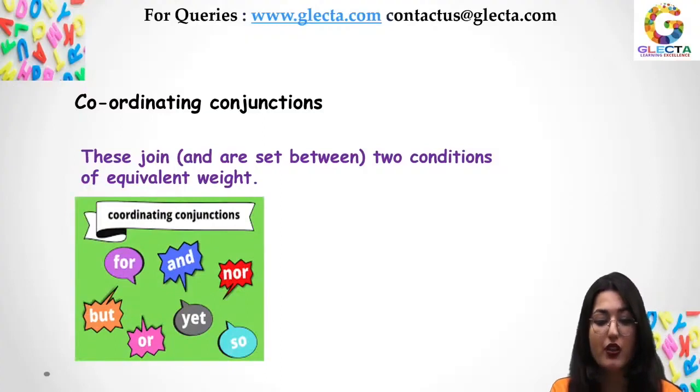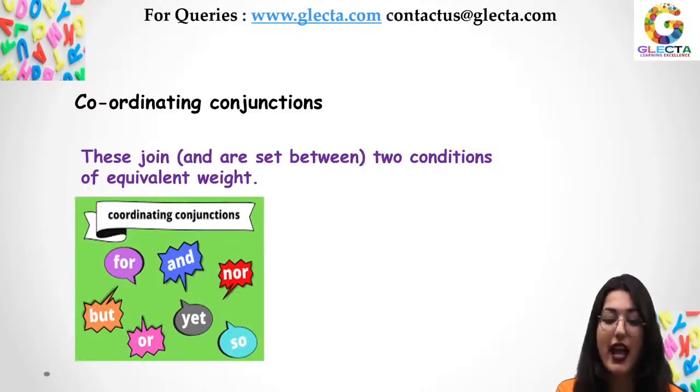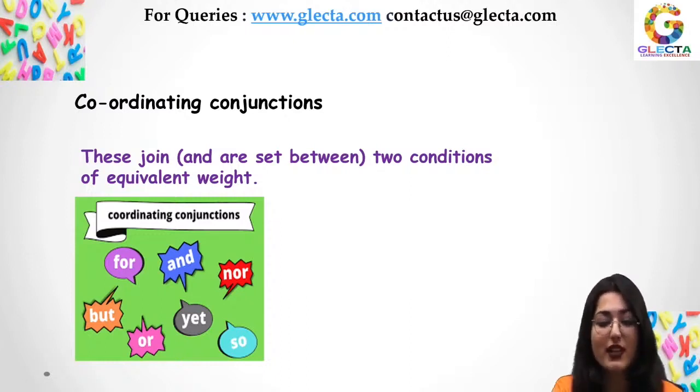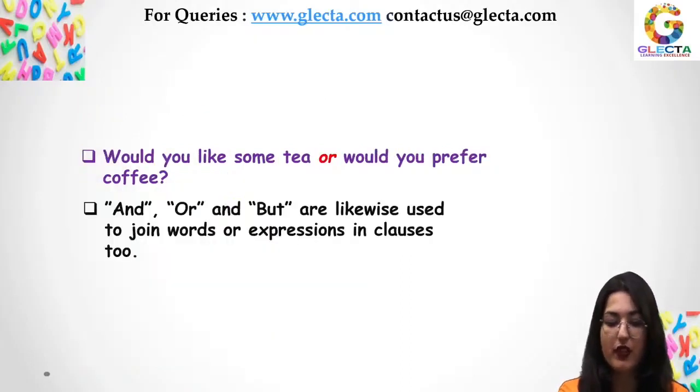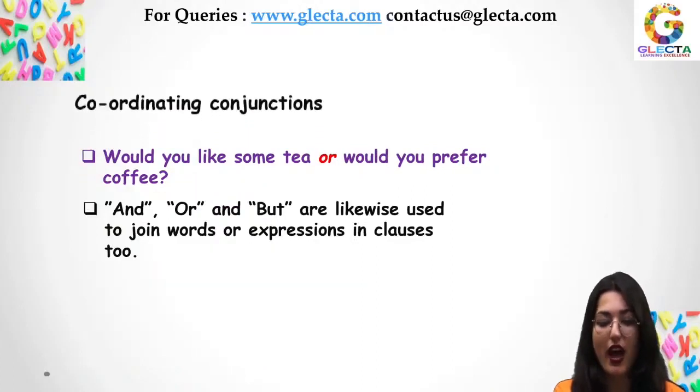The examples of coordinating conjunctions are for, and, nor, but, or, yet, so. These are multiple examples of coordinating conjunctions. I would like to give you some examples of that too.